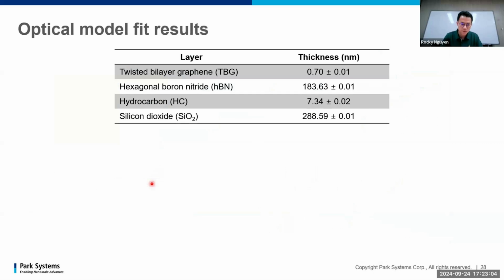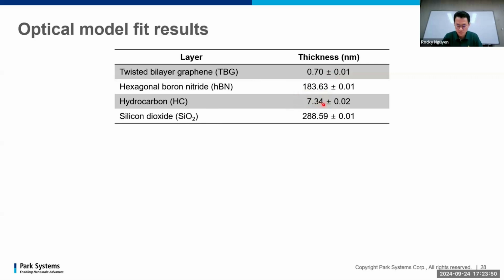So let's see the optical model fit results. This table shows the thicknesses of all the layers. The optical modeling allowed measurement of the thickness of graphene, hBN, hydrocarbon, and also we can see the silicon dioxide thickness. The thickness of the two graphene layers is 0.7 nanometer, which is in very good agreement with the theoretical value of graphene. Also, the hydrocarbon bubble thickness is about 7.3 nanometer.